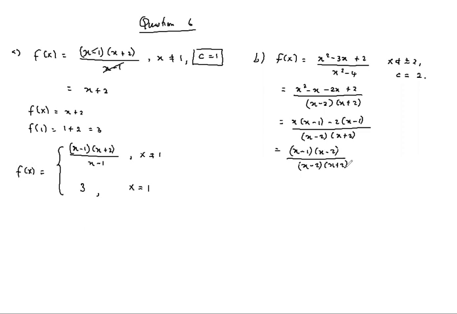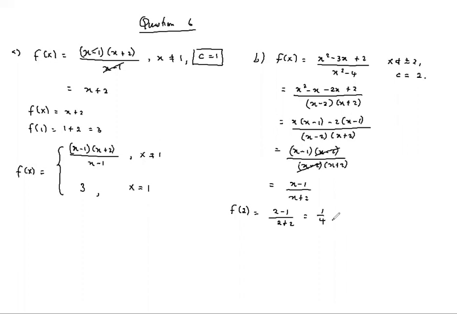So this part and this part gets cancelled. We remain with x minus 1 over x plus 2. Now in this function, our f of x, if we substitute 2, we'll get 2 minus 1 over 2 plus 2, which is 1 over 4.